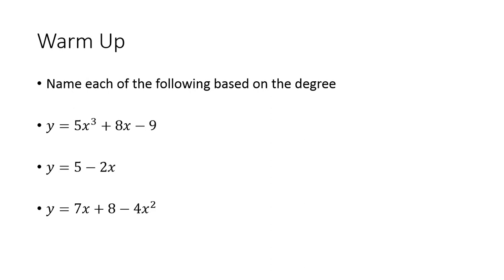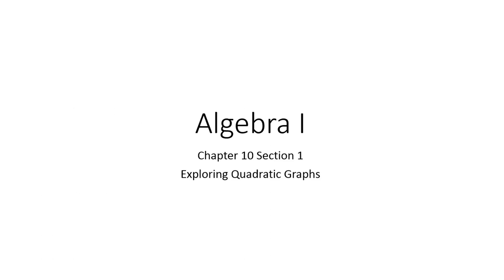So the first one would be a cubic, because it's a degree of 3. The second one would be linear, because it's a degree of 1. And the last one would end up being quadratic, because it's a degree of 2. We are going to be specifically looking at the last one, the quadratic equations, in this whole chapter.